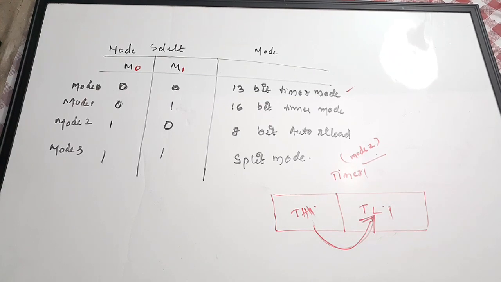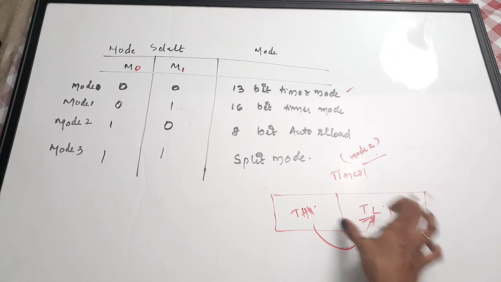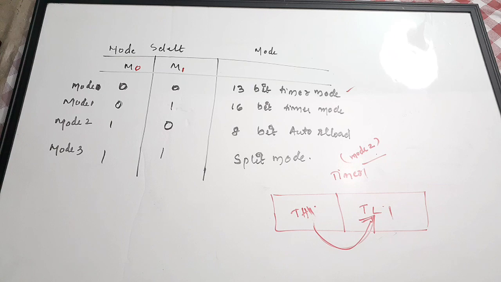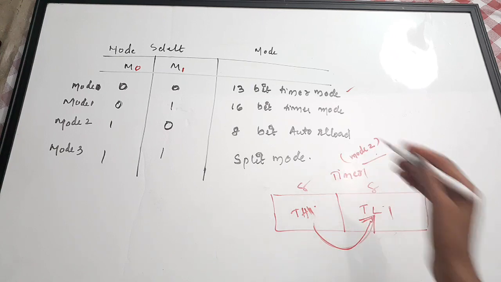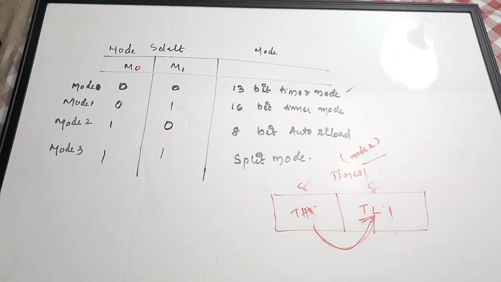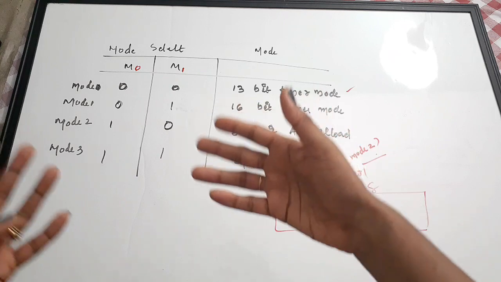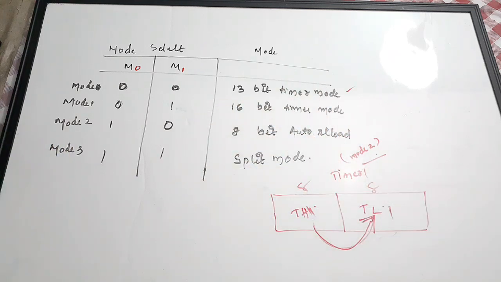And mode 3 is called split mode or split timer mode. Here, these 2 bytes act as 2 separate timers of 8 bits each. That is the concept. These are the various modes for the 8051 timers. Both the timers have these 4 modes. Timer 0 and timer 1 follow these 4 modes based on the mode select bits assigned.